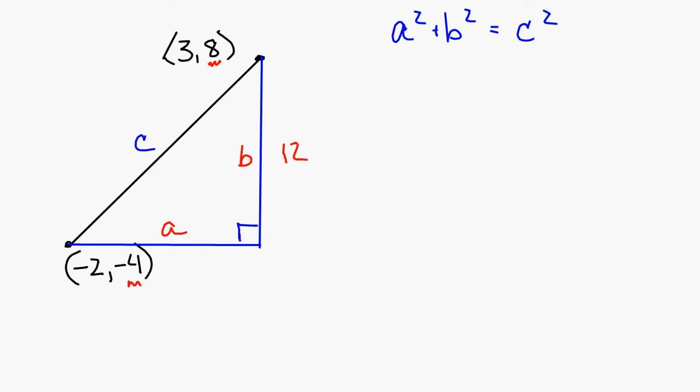On the coordinate plane, the horizontal axis is the x-axis. Look at your change in x values. You go from negative 2 to 3. How far is that? That's 5 units. That side of the triangle is 5 units long. You with me?